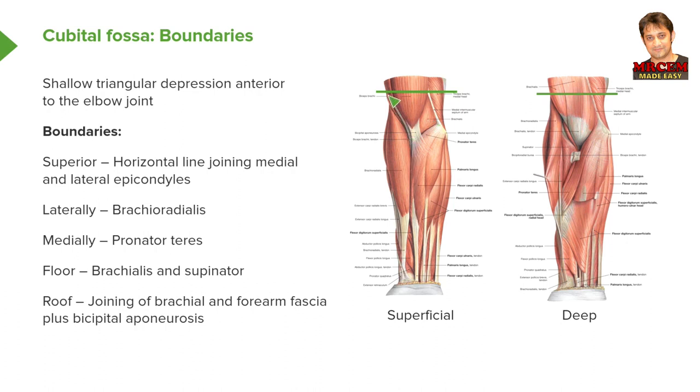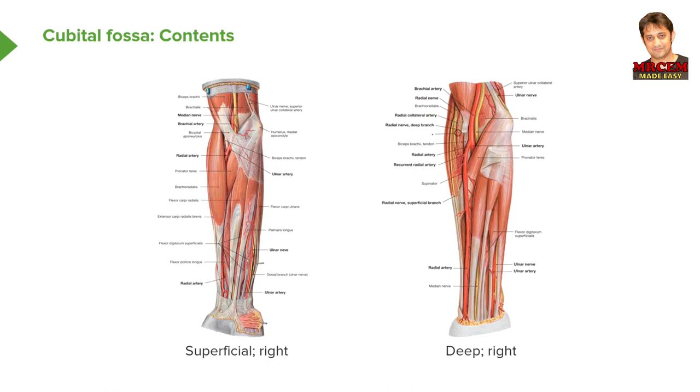The floor of the cubital fossa we can see in this deeper dissection. We have brachialis muscle here, and we also have another muscle known as supinator, and these form the floor of the cubital fossa. So now brachioradialis here has been reflected. We can still make out pronator teres running in this direction, but because the bicipital aponeurosis has been reflected, we can see into the space of the cubital fossa. The contents of the cubital fossa, well, there's a nerve, there's an artery, and there's a tendon.